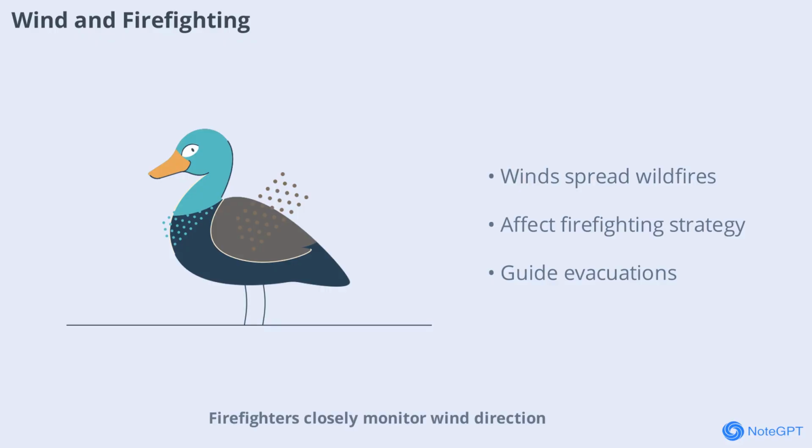Firefighters closely monitor wind direction when battling wildfires or urban fires. Winds can quickly change the direction and intensity of a fire, making it more difficult to control. By predicting wind shifts, emergency teams can plan evacuations and deploy resources more effectively. Wind direction is a critical factor in protecting lives and property during fire emergencies.